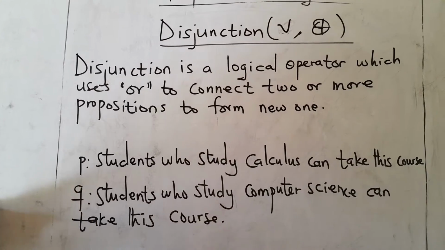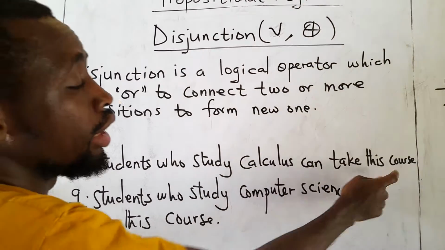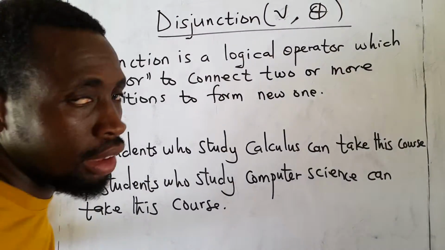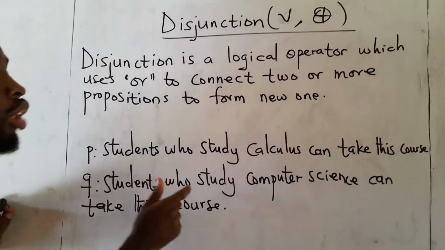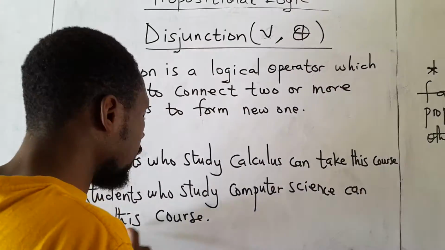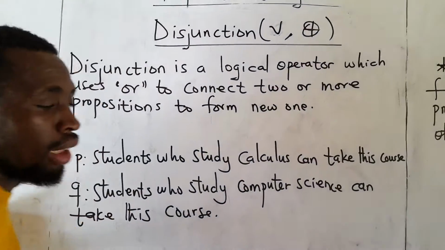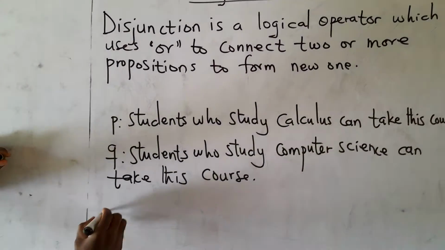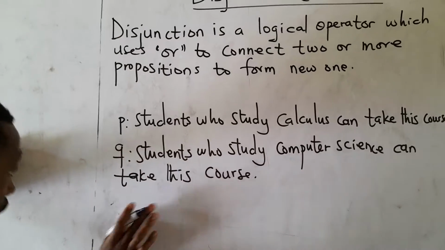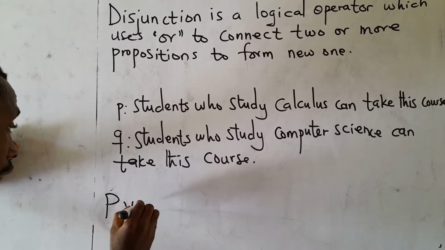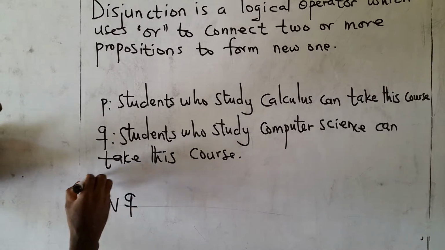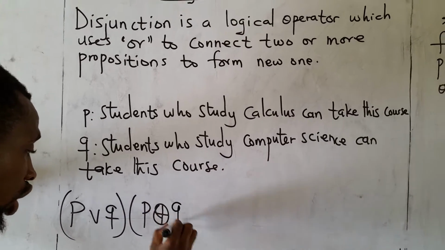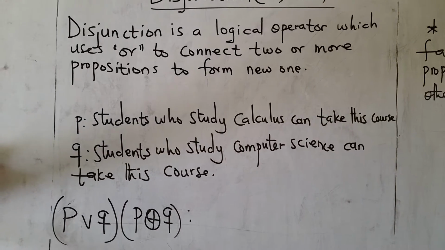So let's look at these two statements. Students who study calculus can take this course. That's students who study calculus can take discrete mathematics 1. Or students who study computer science can take this course. That's discrete mathematics 1. Then the disjunction of this statement will be P disjunction Q. They are both disjunction statements. There are two types of disjunction.